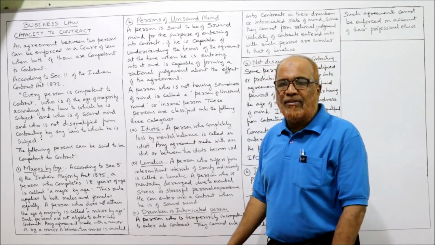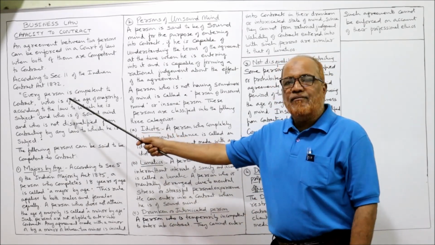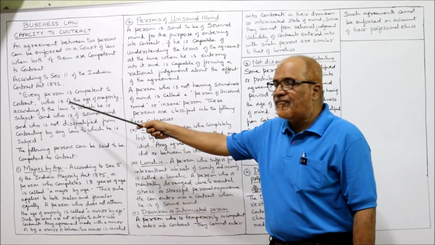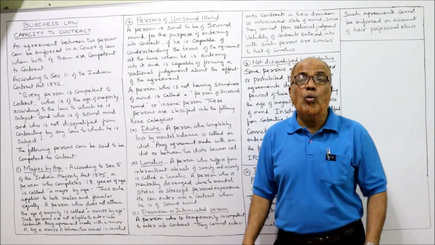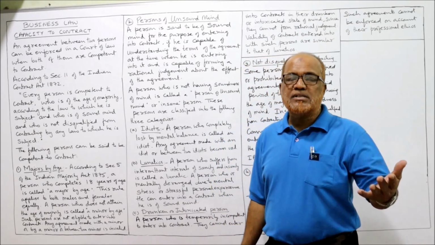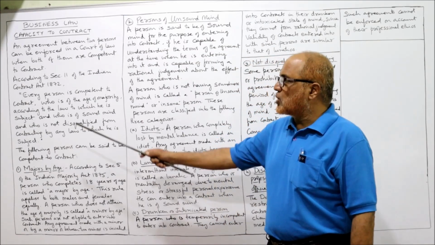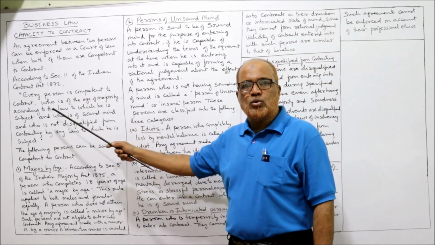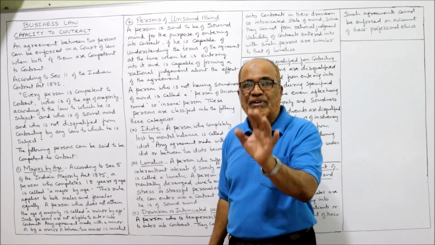Then section 11 of the Indian Contract Act 1872 says every person is competent to contract. This is the definition given by section 11 regarding who can enter into a valid contract, which persons can enter into a valid contract. So every person is competent to contract. Remember, I'm stressing on the words of the definition.